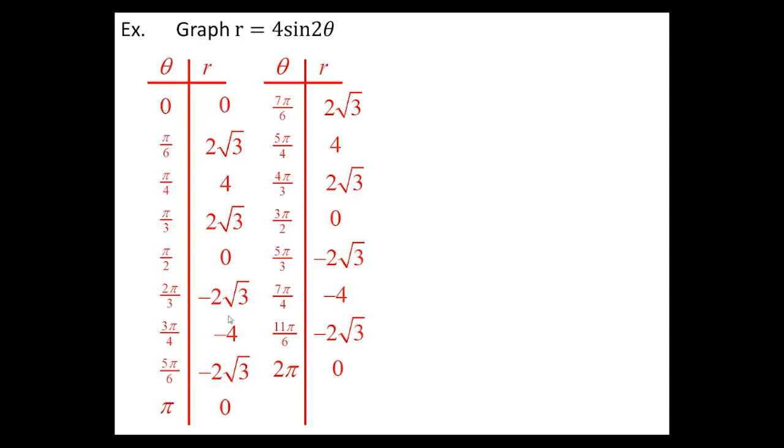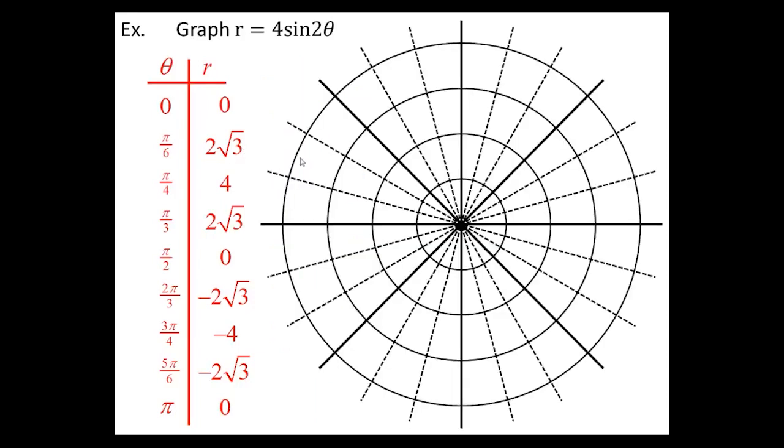Alright, so here's my values. Let's go ahead and sketch them out. Remember that 2 root 3 was really about 3.4 as we sketch it out. Starting with the first point at the pole, I get 0, 0. At pi over 6, it's going to be 2 root 3, which was about 3.4. At pi over 4, I've got a coordinate at 4. At pi over 3, I've got a coordinate back at 2 root 3. And then at pi over 2, I'm back to 0. So from 0 to pi over 2, I've got these 4, technically 5 points.